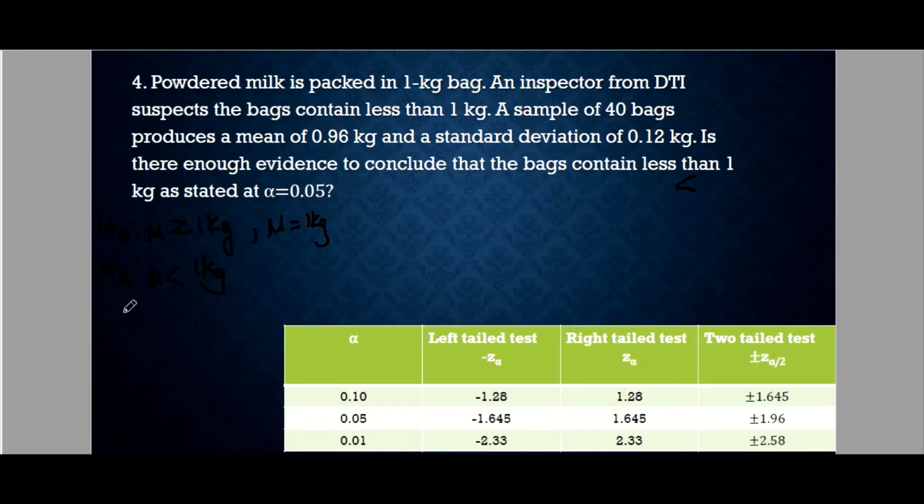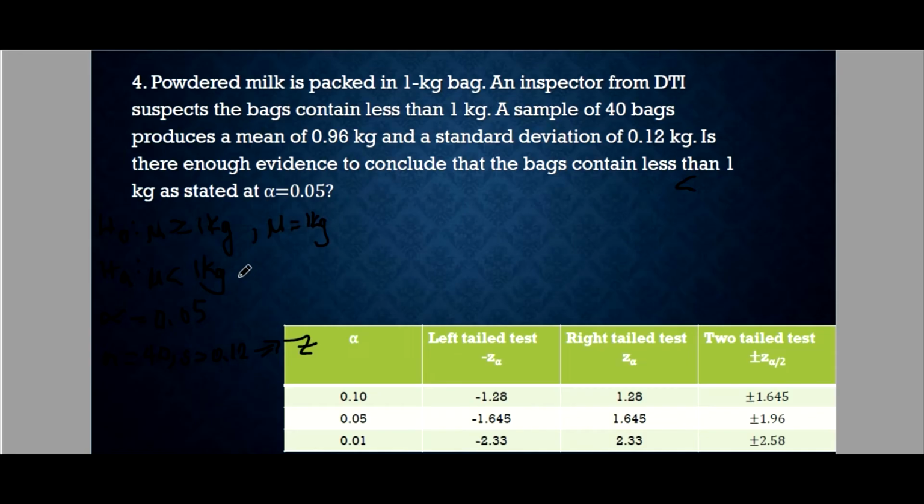Next, the alpha, it's given: 0.05. Next, is it a Z or a T test? So let's examine. N is 40. With this alone, we can conclude that this is a Z test because N is greater than or equal to 30. S is given, the sample standard deviation is 0.12. But since N is 40, this is a Z test or Z distribution.